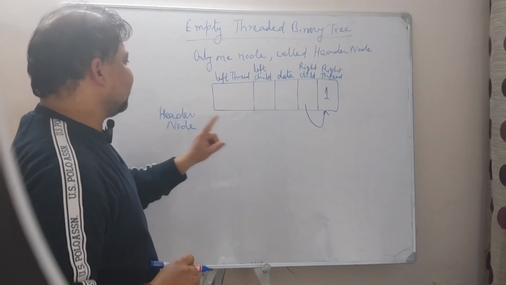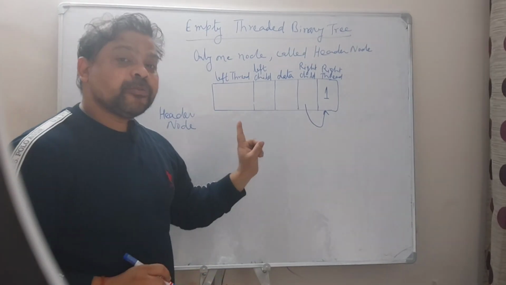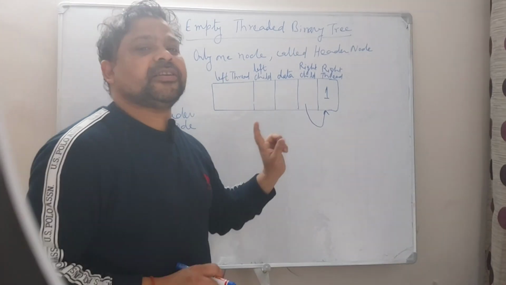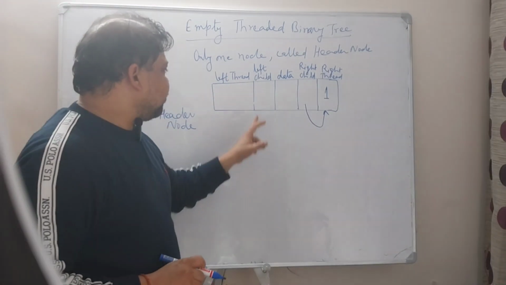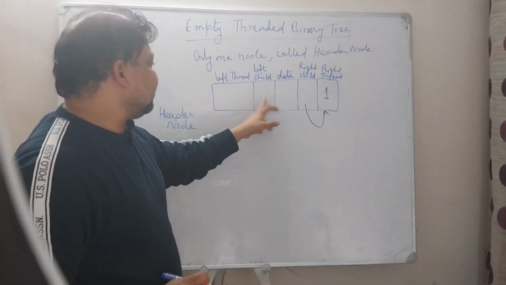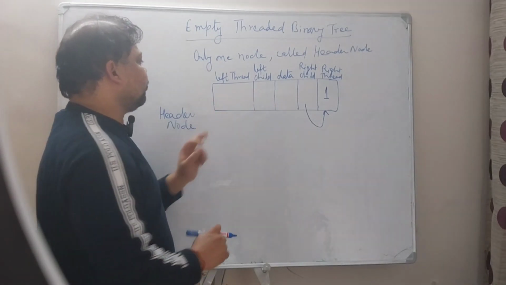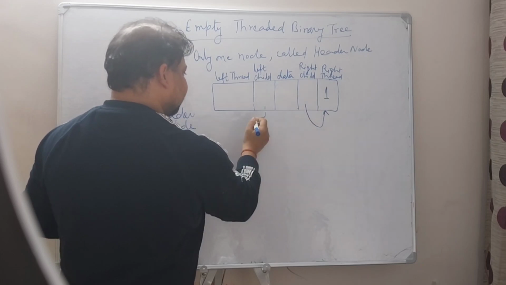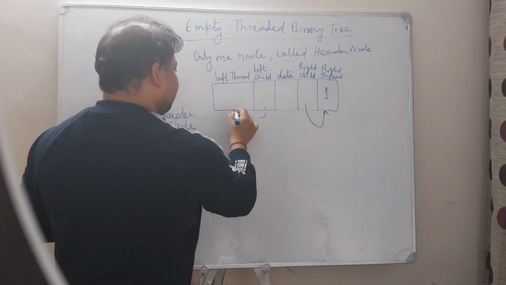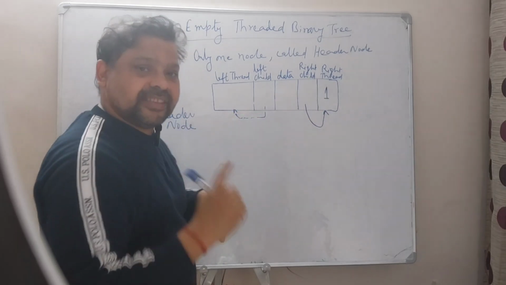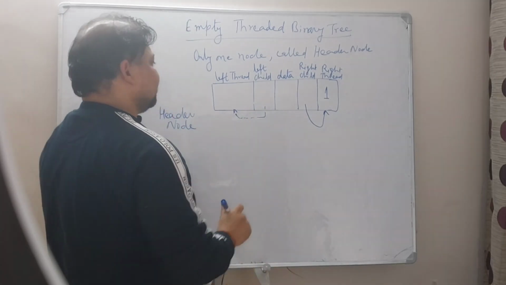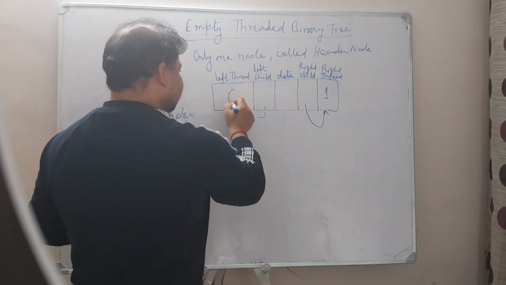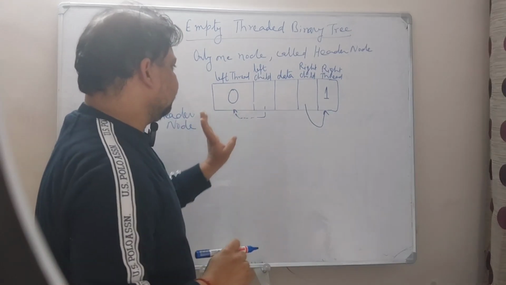So in that case, what exactly will be there? We cannot put null because it is a pointer, and we cannot put null because we created the threaded binary tree simply to remove null. So what will it point to? It will point to this node itself, as here it is pointing to itself. In a similar way it will point, but not as a child, as a thread. So as a thread it is pointing to itself, and the left thread section will have the value 0.